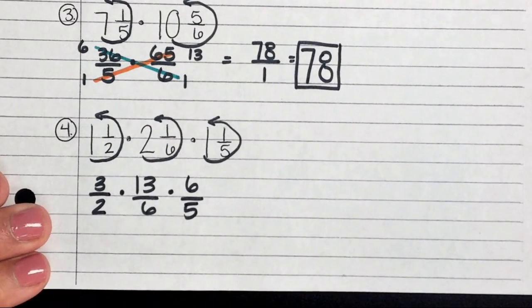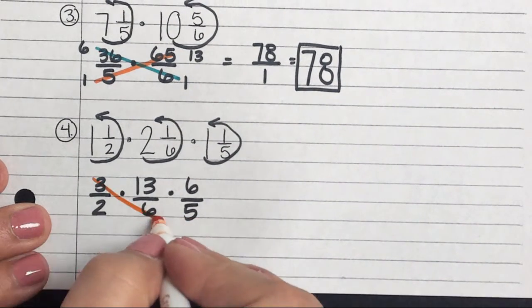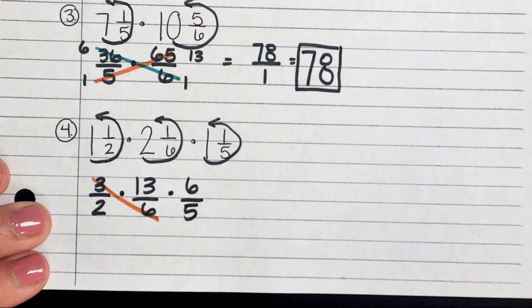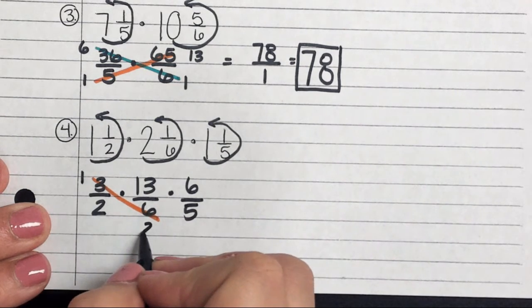Yes, we can. 2 can go into 6. Now, watch this. 3 and 6, again, they're diagonal with each other. What number can go into both 3 and 6? 3. So 3 will go into 3 1 time. 3 will go into 6 2 times.